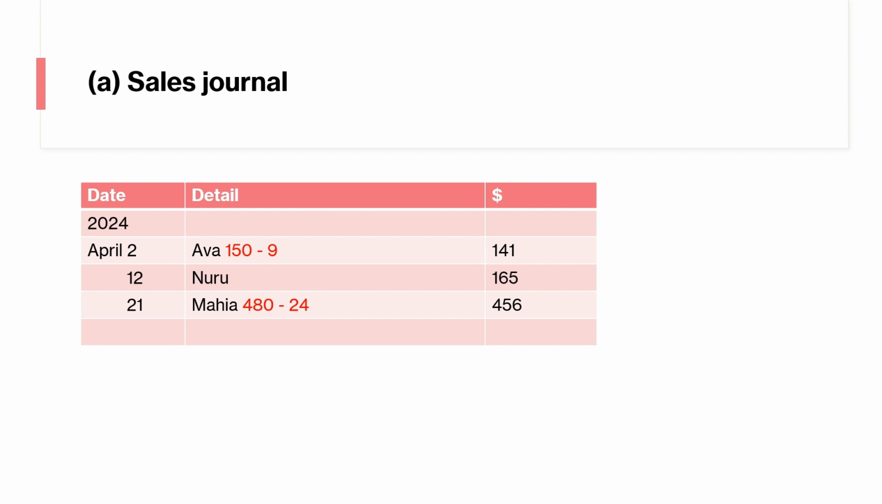The last step is to transfer the total, the sum of these three transactions, to the sales account. So on the 30th of April, we will transfer to the sales account. The amount will be $762, which is the sum of the transactions, the credit sales for the period.